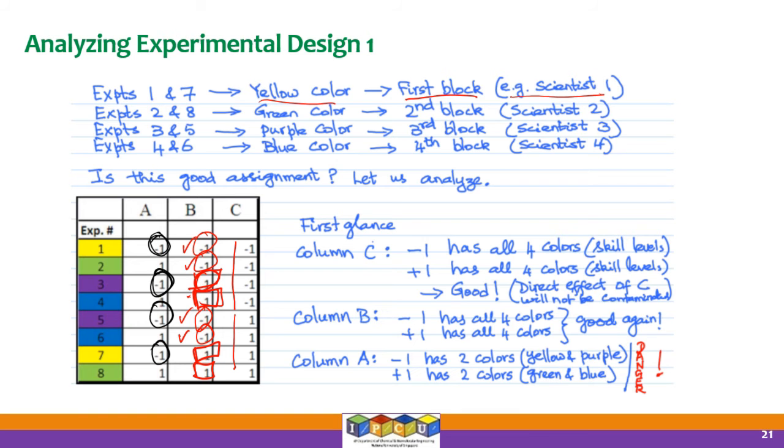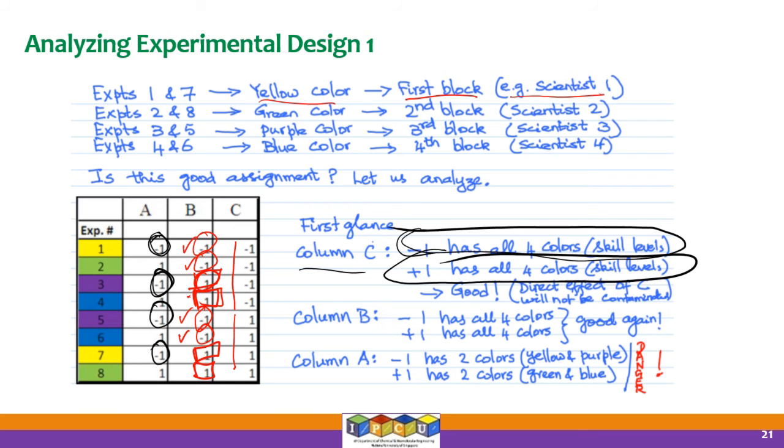So when we look at column C, in very simple terms, we can say C = -1 has got all the four colors, which means all the four skill levels are assigned to an experiment where C is equal to -1, and the same goes for C equal to +1. It shows all the four colors. So the conclusion in our language is that the direct effect of C will not be confounded or contaminated by the blocking. That means the skill level will not influence the effect we would calculate for factor C.